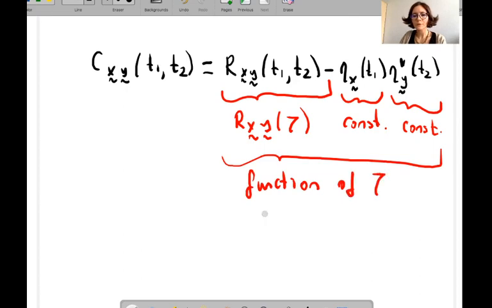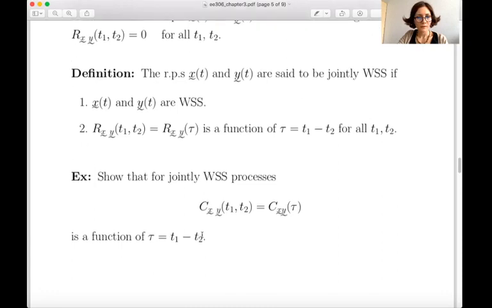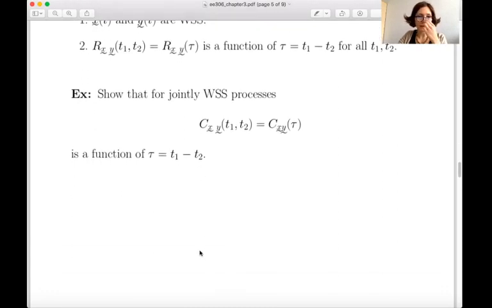This is a function of tau, so I could maybe just simply call this Cxy of tau, because the whole expression does not depend individually on T1 and T2. It only depends on the difference tau between T1 and T2. So this was our purpose. So this is the solution to this last exercise.